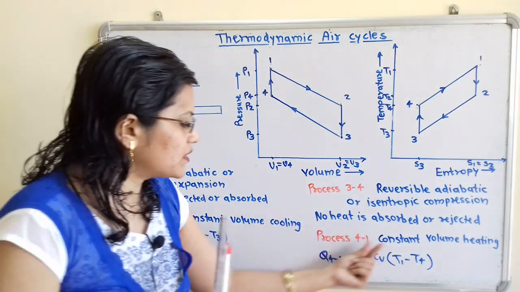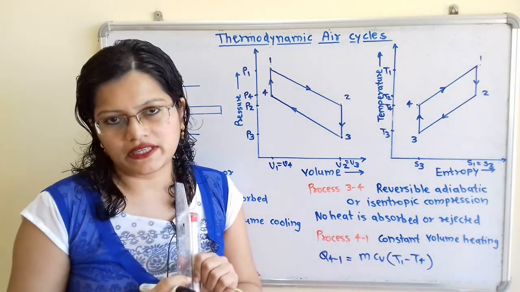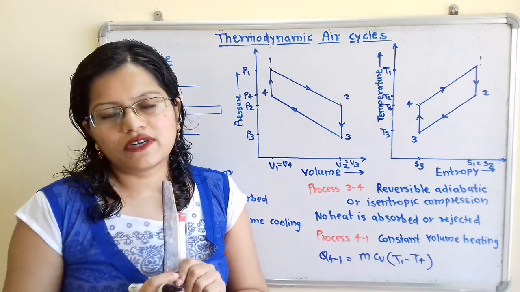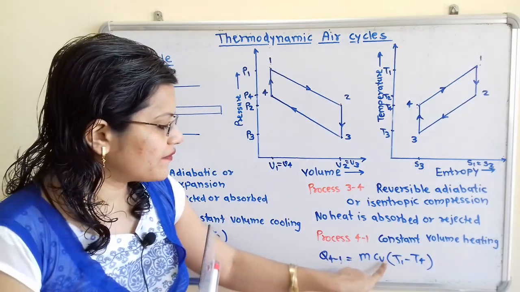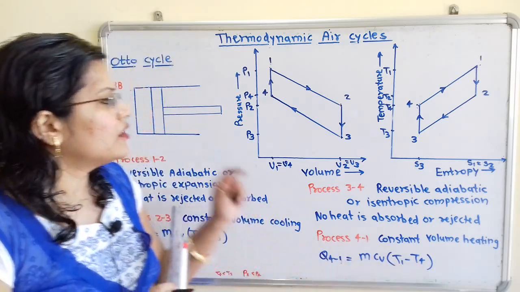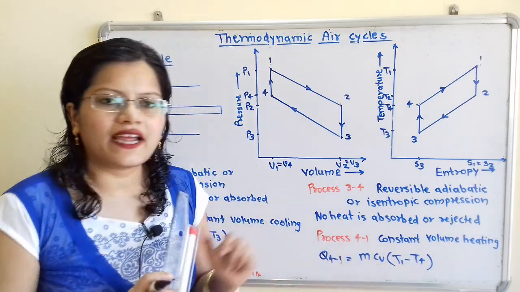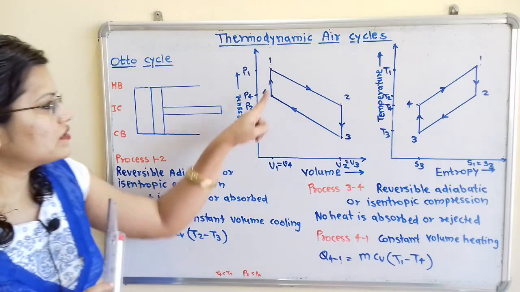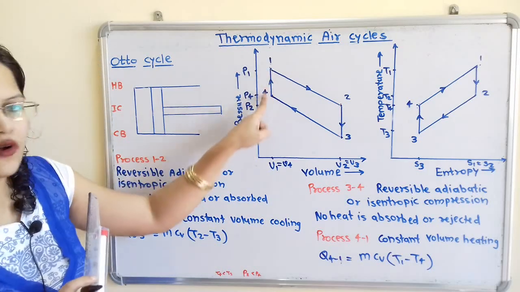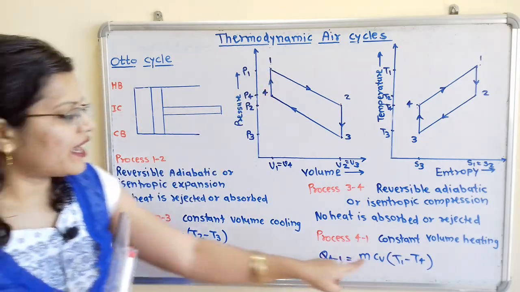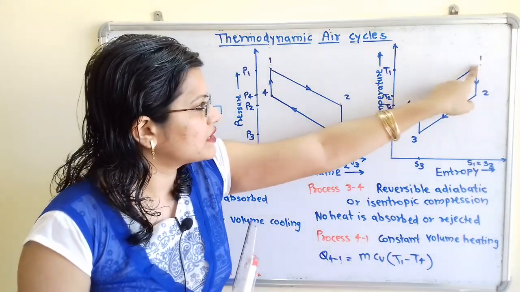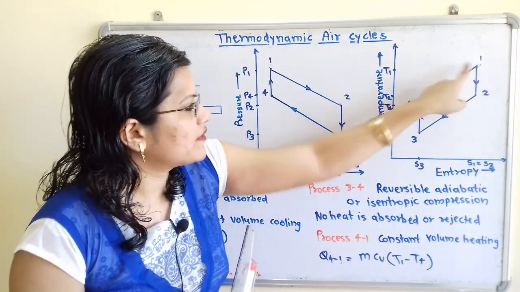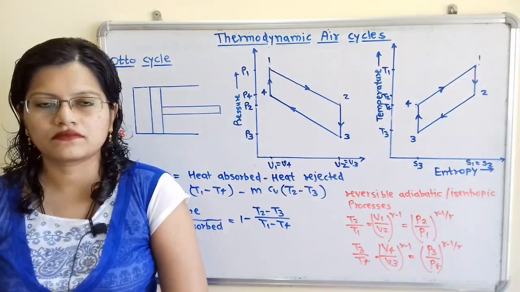Now in this process, heat is getting absorbed by the air. So how to calculate this amount of heat? Q41 is equal to m Cv (T1 minus T4). Now why specific heat at constant volume? Because this process is taking place at constant volume, and we have to take the difference between temperatures, that is T1. T1 is greater than T4, so T1 minus T4.